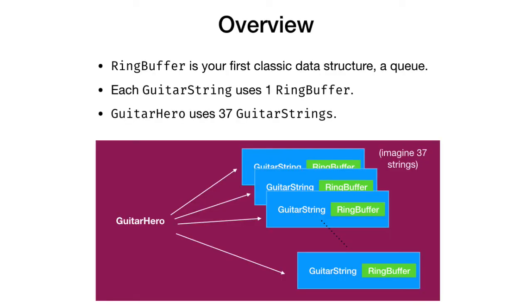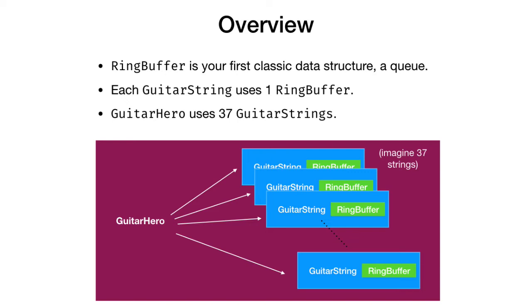So the overview is like this. You're going to be working with 3 different classes now. It's a step upwards from LFSR, where you had LFSR and PhotoMagic. Here you're going to have 3 classes. First, ring buffer, which is going to be your first data structure that you're implementing, and it's going to be a queue type of data structure. Then each guitar string is going to use 1 ring buffer, and Guitar Hero uses 37 guitar strings. So the architecture of your program is going to look like this. Each guitar string is going to have a ring buffer, and there's going to be 37 of them tied to Guitar Hero.